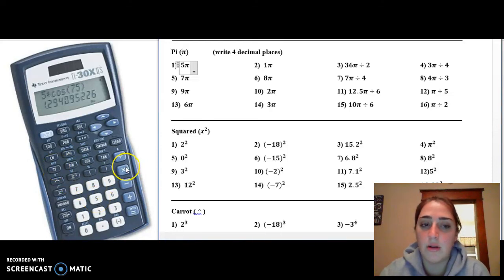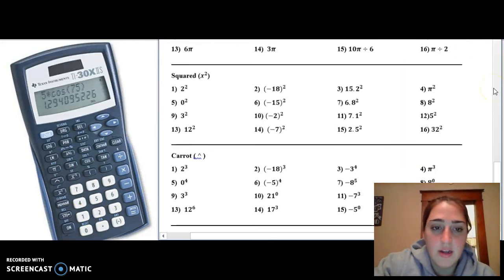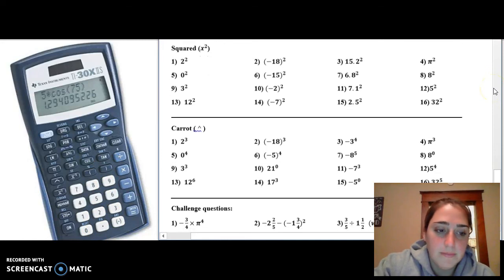If you wanted to do the little multiplication in between, you can, but the calculator actually knows that you're going to do that when you do a number and pi. Okay? So 5 times pi, or just 5 pi, and hit enter. 1 pi, hit enter. Here you have 36 pi, so 36 pi divided by 2, enter. All you're doing here. All right, last 2, we're almost there.